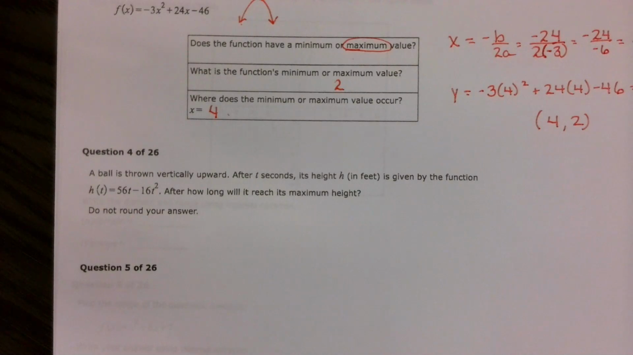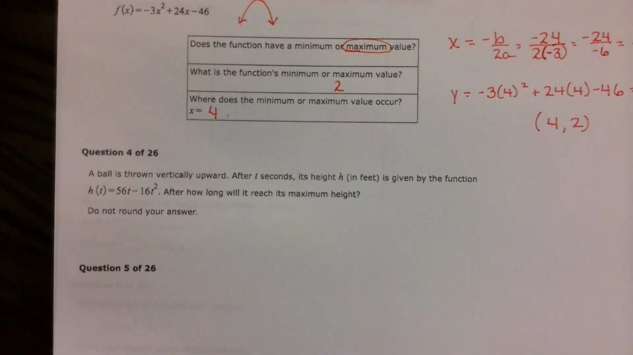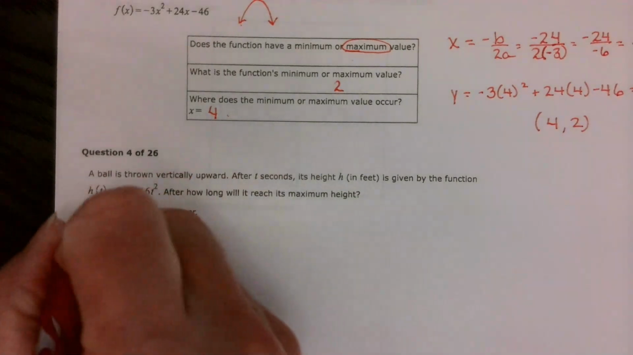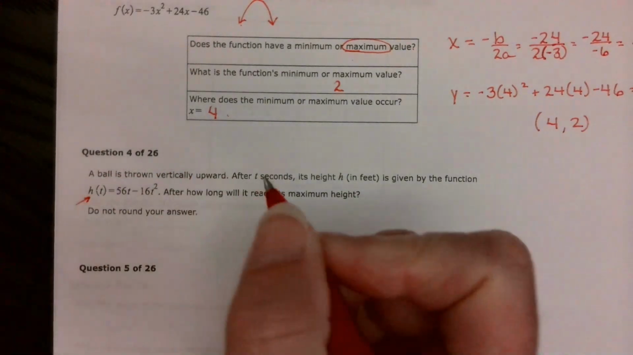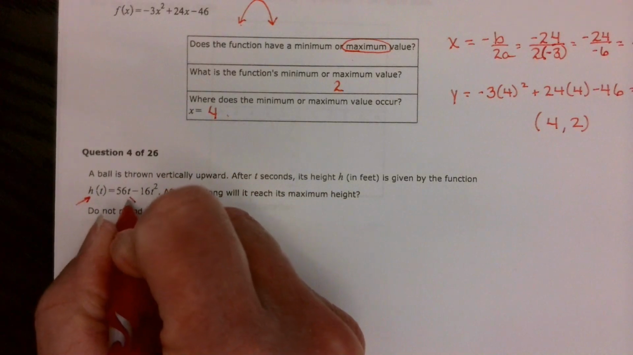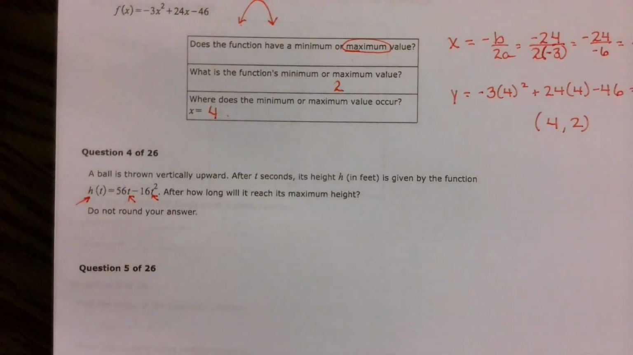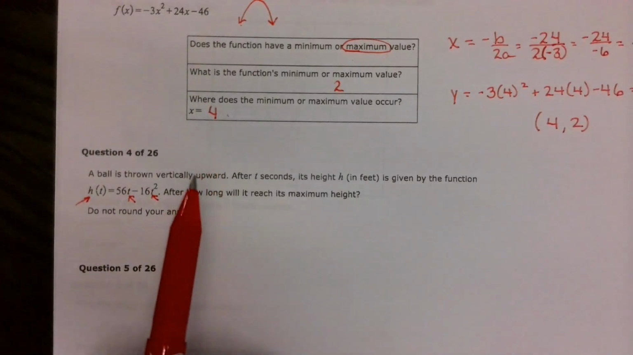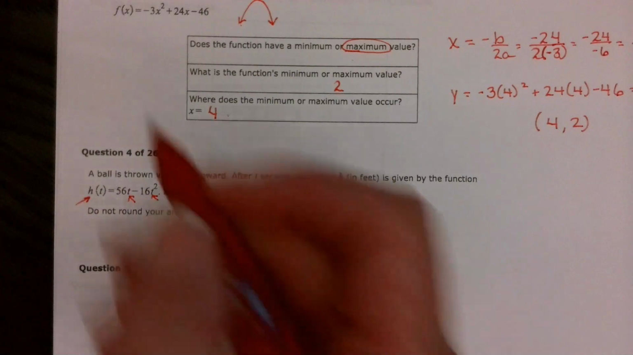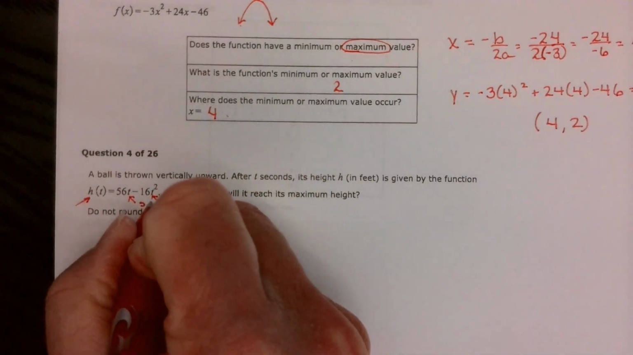A ball is thrown vertically upward. Don't get confused because it's a word problem. You're going to read the problem so that you know what the H is, and you know what T is. That's the whole reason you read these problems. It's just a math problem. A ball is thrown vertically upward after T seconds. So T is our seconds.